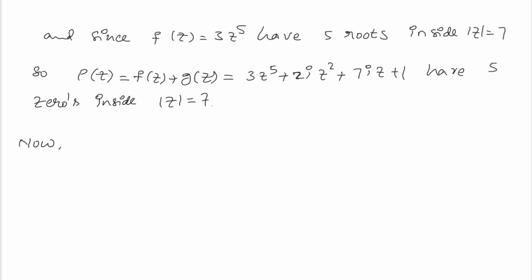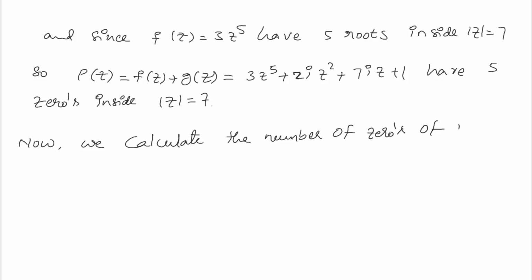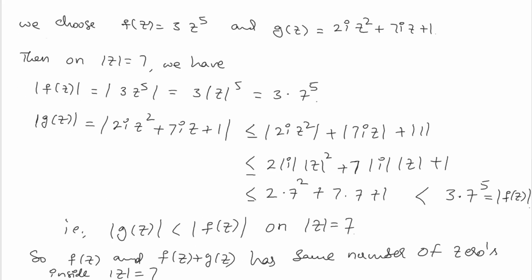So now we calculate the number of zeros of P of z inside the circle mod z equal to 1. So for this, since in the case mod z equal to 7, we have chosen the functions f of z and g of z in such a way that the zeros of the function f of z can be calculated easily.